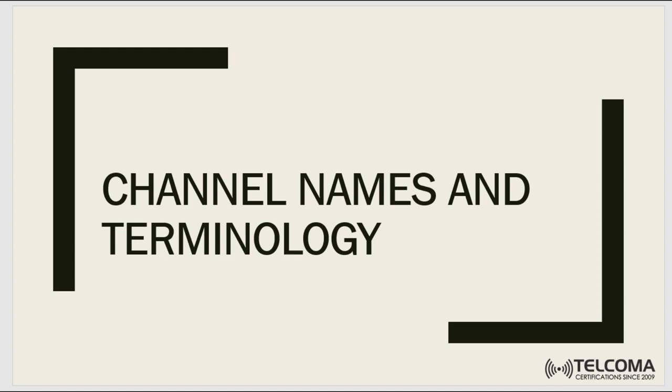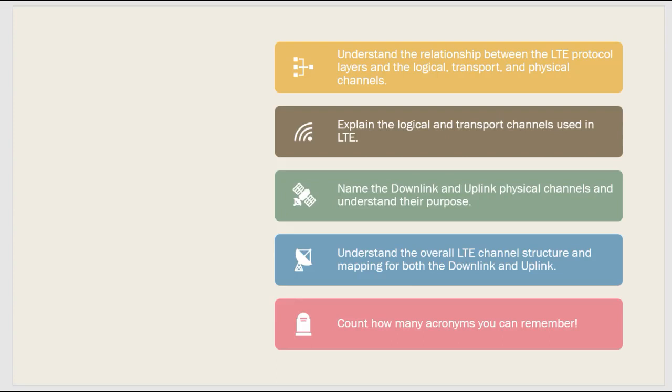Now let us move to the next section in our course, that is channel names and terminology. The objective of this particular section would be understanding the relationship between LTE protocol layers, that is logical, transport and physical channels, and explaining the logical and transport channels in depth used in this particular LTE, and naming downlink and uplink physical channels and understanding their purpose in LTE, and finally understanding the overall LTE channel structure and mapping for both the downlink and uplink.